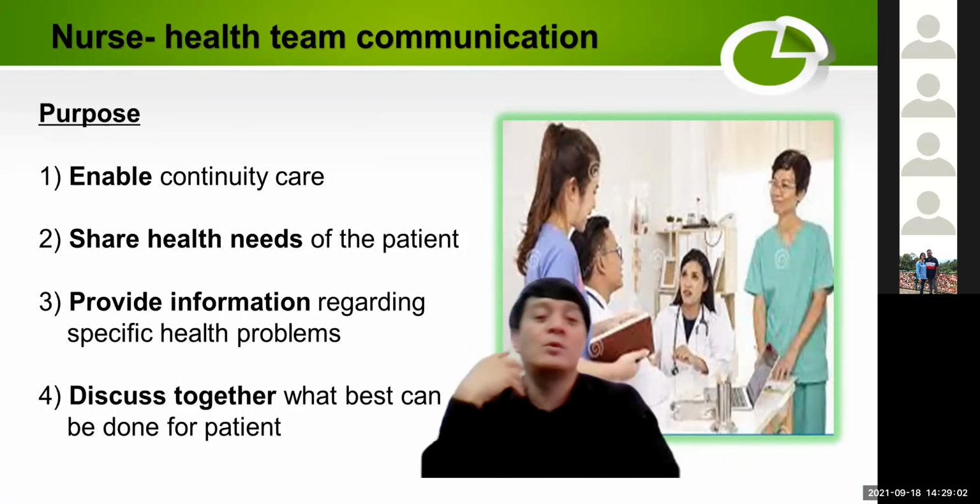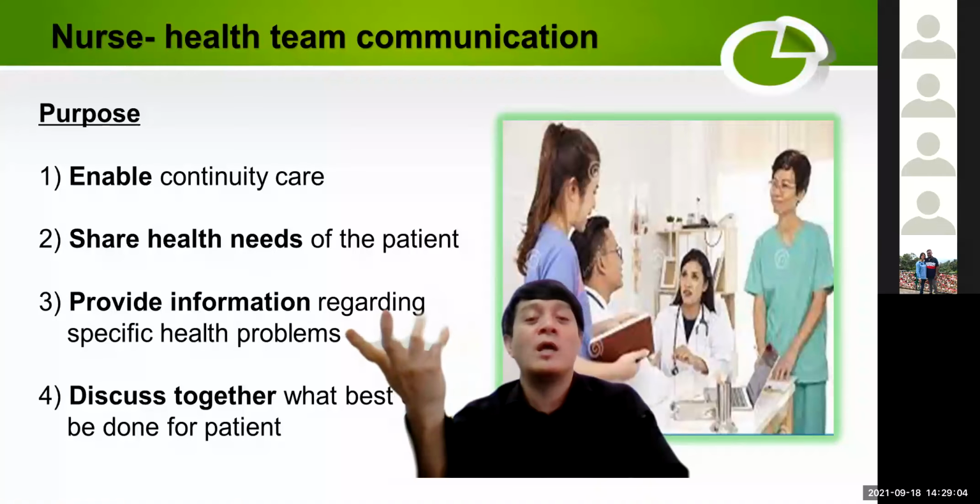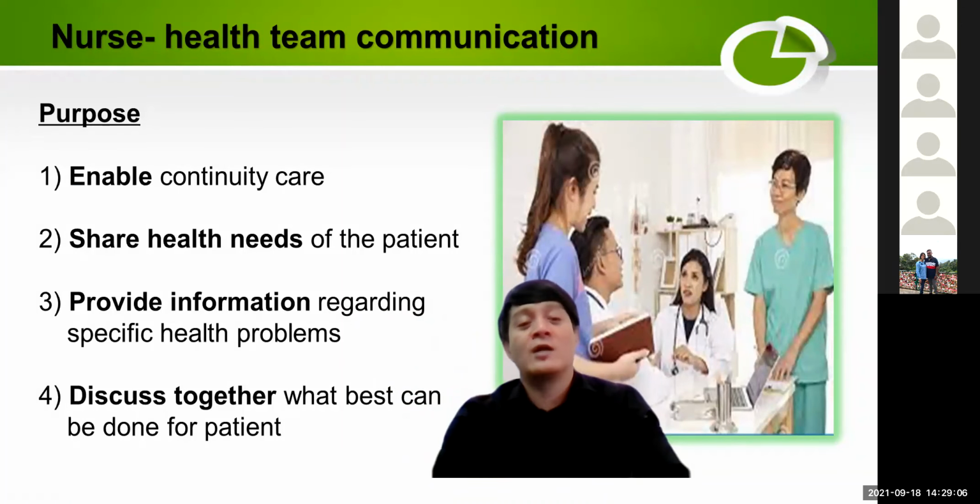So, there is also nurse-health team communication, because it doesn't have to be only you and the client. It can be in a team way where they enable continuity of care, share health needs of the patient, provide information regarding specific health problems, and discuss together what best can be done for the patient, for the client.